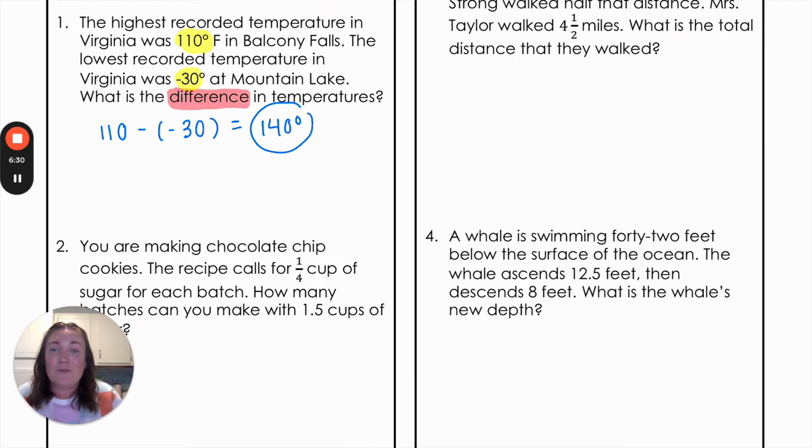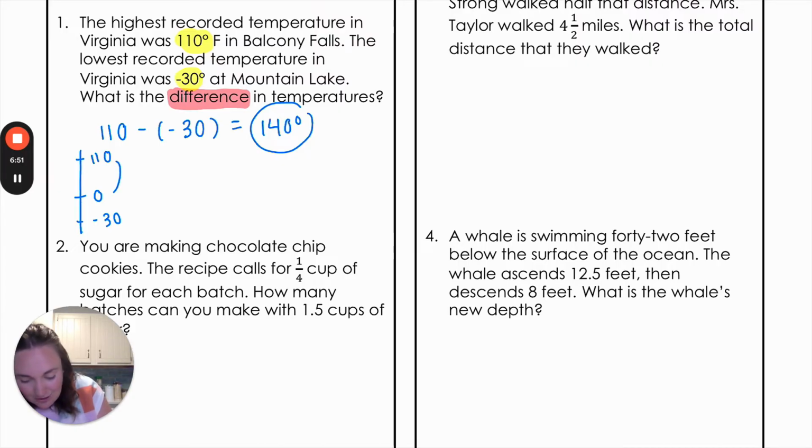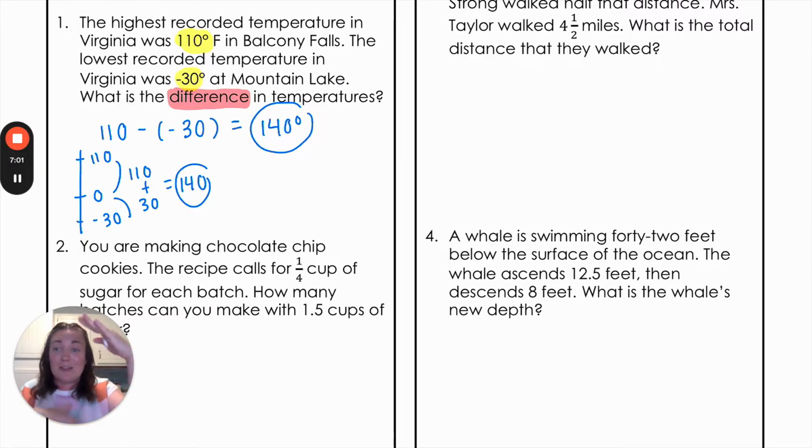I also want to show you a picture, though. If you think about a thermometer, let's say we've got 0 here, our 110 is up here, and our negative 30 is down below 0. I'm trying to figure out what is the difference, or almost the distance between those two numbers. It's kind of like a number line that we spun up and down. So when I look at this, from 110 to 0 is 110, and from 0 to that negative 30 is 30. So what I'm actually doing is putting those two together, and that's where that 140 comes from. So again, that's where that visual can help us understand something that might not make sense when we just type it in the calculator.